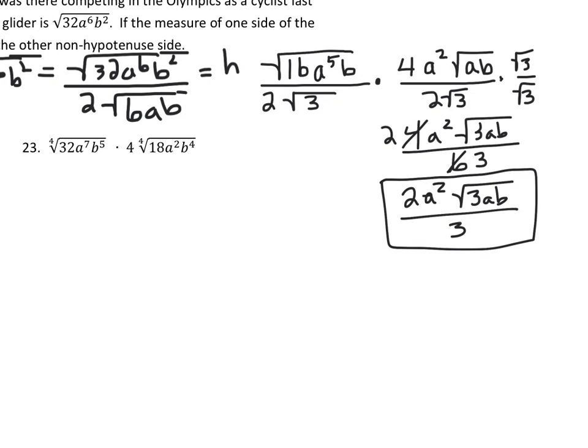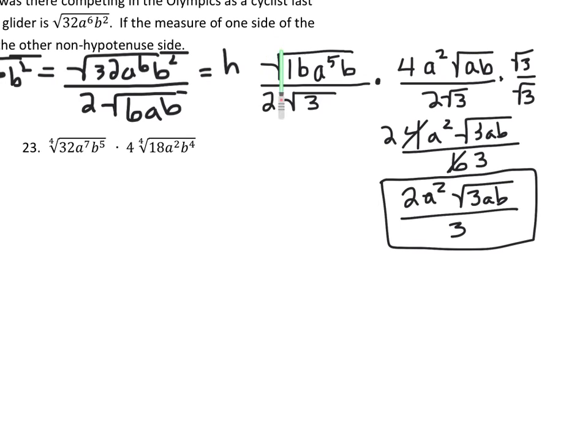All right, so this fraction right here reduces to root 16 a to the 5th b over 2 root 3. That's because this 32 over 6 reduces to 16 over 3. This a to the 6th over a reduces to a to the 5th. And this b squared over b reduces to just b.